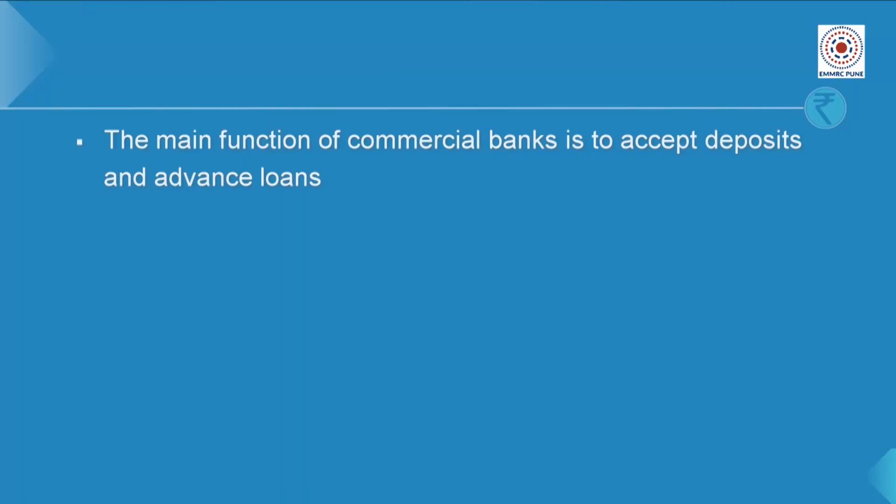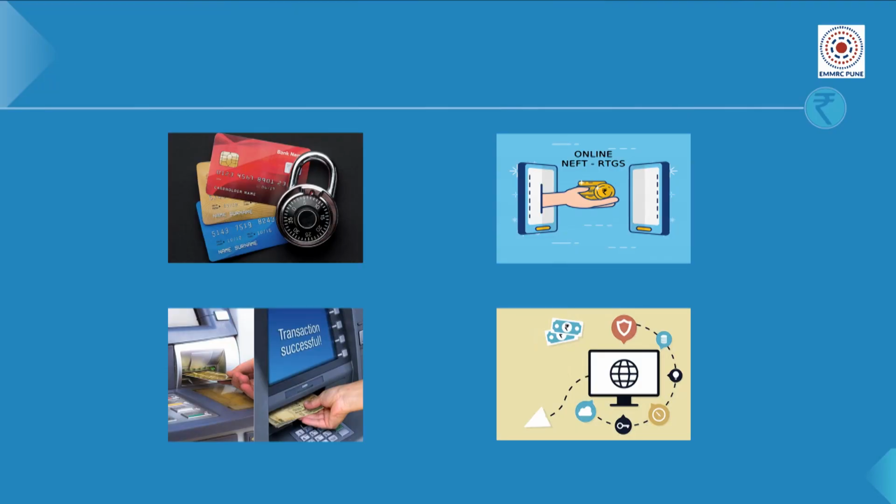Though the main function of commercial banks is to accept deposits and advance loans, with growth and development of the economy, banks have to perform many other functions like phone banking, issue of debit and credit cards, net banking, offering ATM facilities, sending SMS alerts, NEFT, that is National Electronic Fund Transfer, RTGS, that is Real Time Gross Settlement, etc. One such important function is to help in creation of money supply.